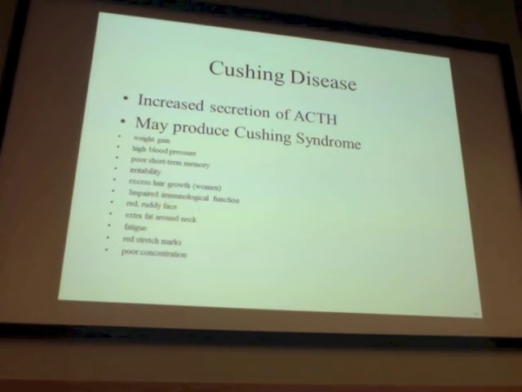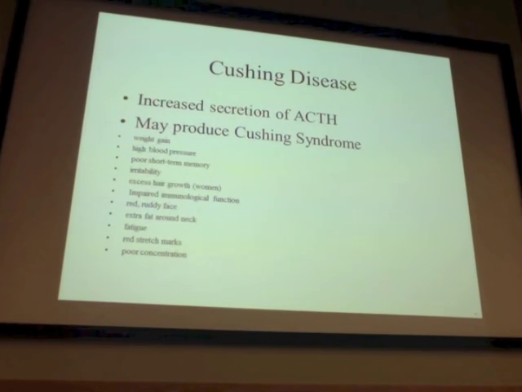And actually, one of the characteristic features that I look at is what's called the buffalo hump. So somebody that is taking too much steroids or has Cushing's will develop a great big hump on the back of their neck. They get kind of like a buffalo hump right on the very back of the neck, right in that place there.